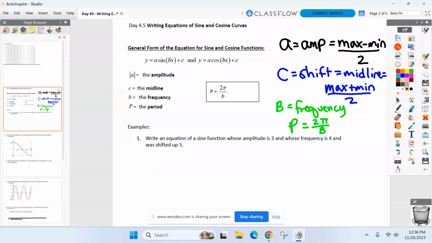So these are the three values I need before we write the equation. Got to have them. We're not going to write anything until we have all three. Let's just hop right into the fire here. Number one. Actually, it's not that bad. I've given you everything you need here.